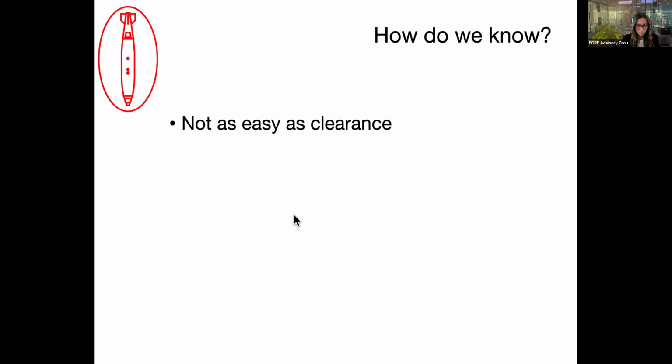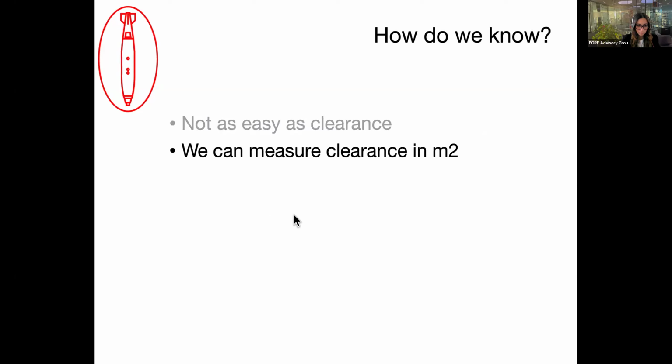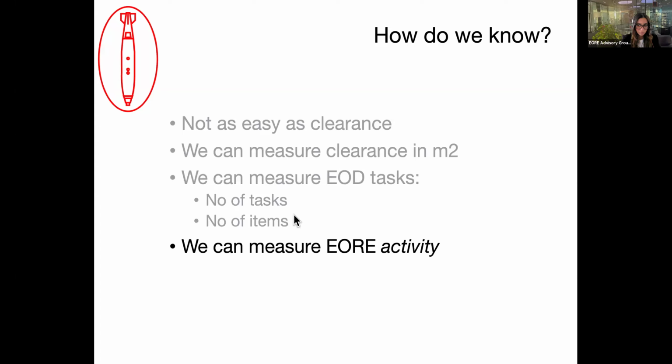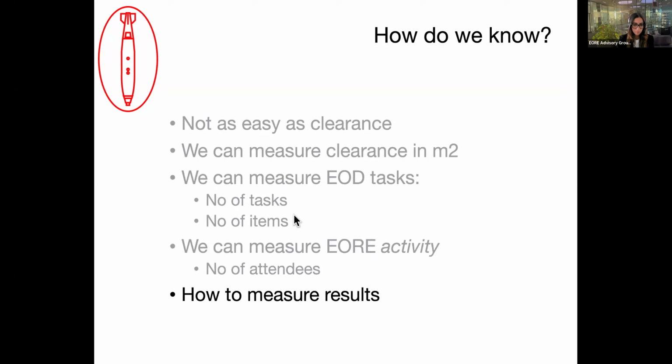Well, how do we know at the moment? Risk education isn't as easy to measure as clearance. We can measure clearance in square meters. We can measure our EOD tasks in the numbers of tasks, numbers of items we remove. We can easily measure risk education activity. How many people have we delivered materials to? How many handouts have we given? How many t-shirts have we printed? These things we can measure. We can measure the number of attendees. But we really need to be focusing on how to measure results.